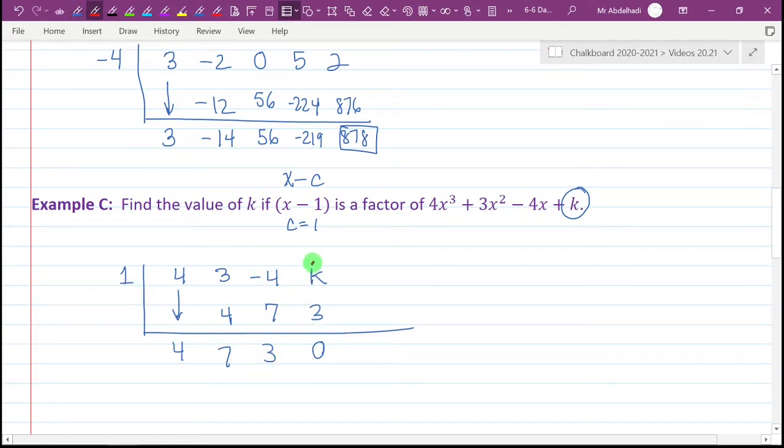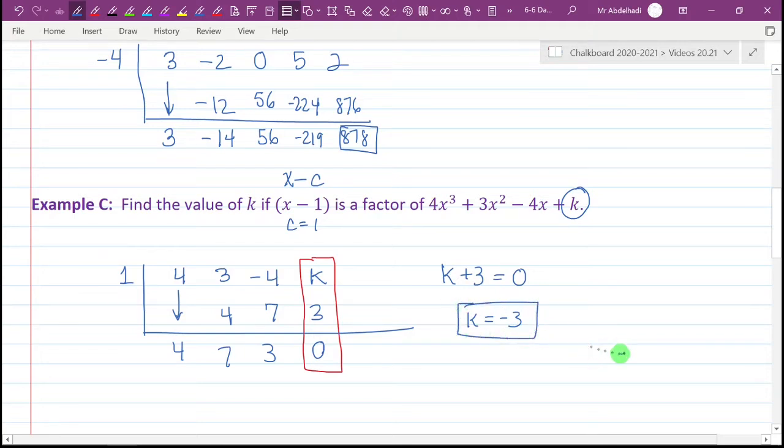Now, when you get here, you'll look at this last column. What's supposed to happen here is this plus this is supposed to equal this. So that creates an equation that you can solve. K plus 3 is supposed to equal 0. Subtract 3 from both sides. K equals -3, and you're done. You just answered that question.